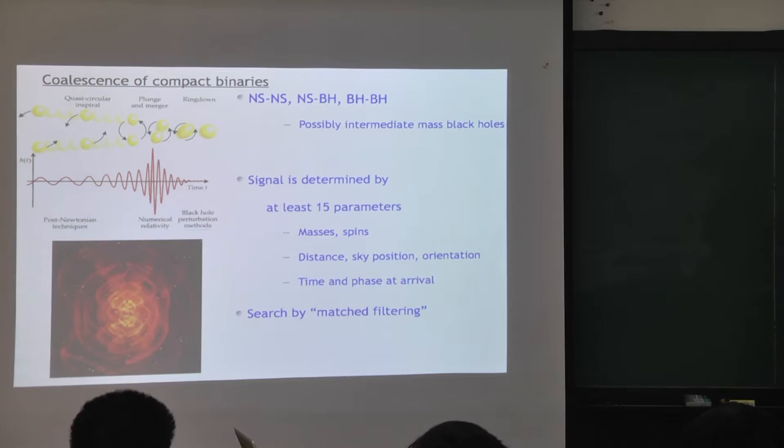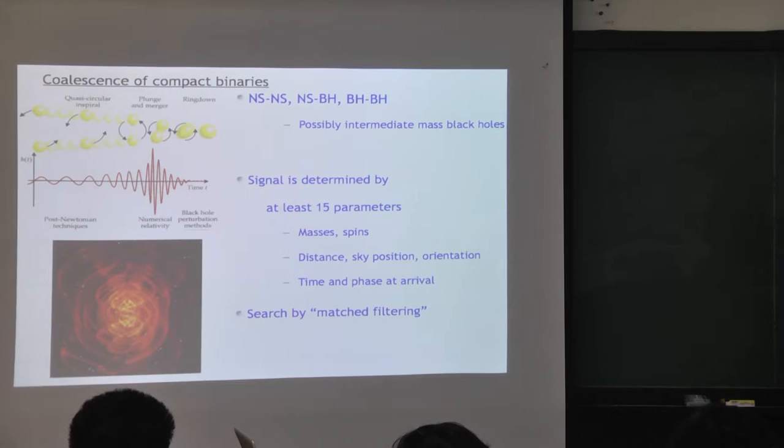Now, the first problem is to detect and then to extract science, right? So how are we going to detect signals in a lot of noise, because the second generation detectors will also be extremely noisy? Well, in a lot of noise, you will have to search for a signal like this that is determined by at least 15 parameters. There are the two masses, there are the two spins. Each of the two spins are vectors, so together there are 6 degrees of freedom, right? 2 times a 3 vector. There's the distance, the position on the sky, the orientation of the binary, maybe at some reference time in case there's precession, and then the time and phase at arrival.